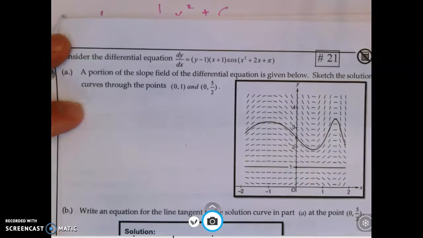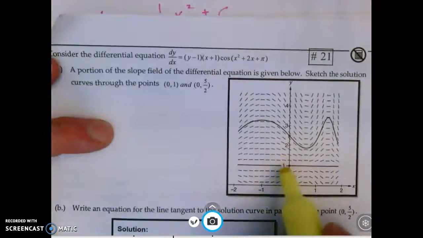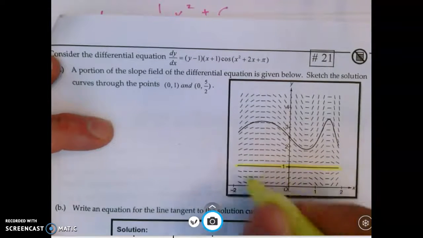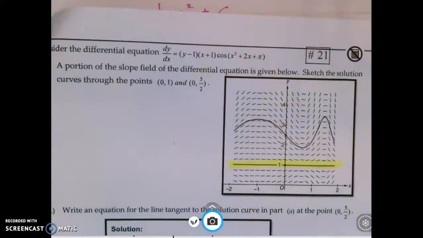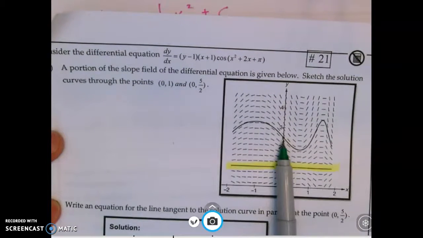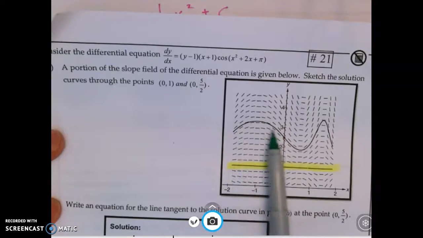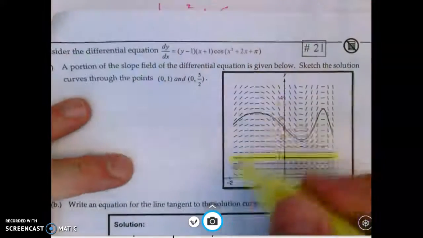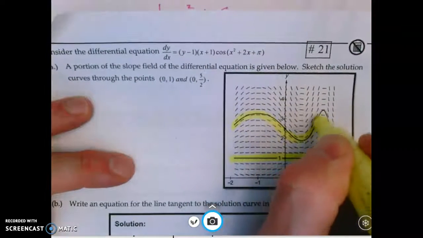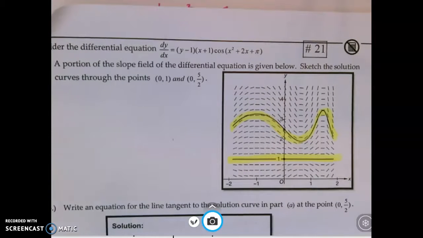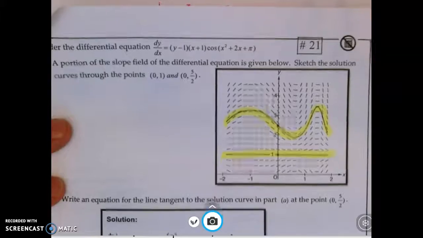So (0, 1) is right there. And because all those slopes are horizontal, right there, there's my solution through (0, 1). (0, 2.5), or 5 halves, is a little more difficult, but I'm really just following these curves. I just sort of follow the curves and let it go through. And then this is the particular solution for (0, 5/2). Okay? So that's part A. That's it. We just sketch those curves.